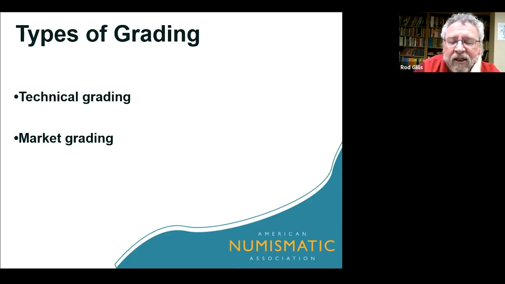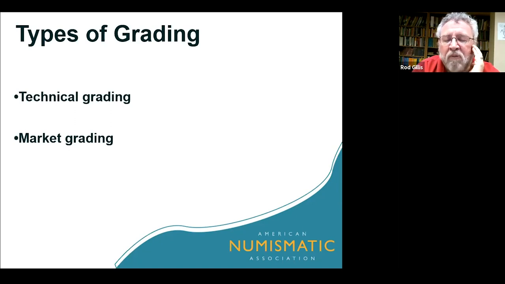Many people abandon technical grading when you get to the mint state coins. Market grading means that you're grading the coin based on an established market value. So you're looking at a coin and you're saying, well, I've seen a coin very similar to this and it sold for this amount of money and it was graded MS64. So I believe that this coin is very similar to the MS64 that brought this amount of money. And therefore we're going to grade this coin as an MS64.